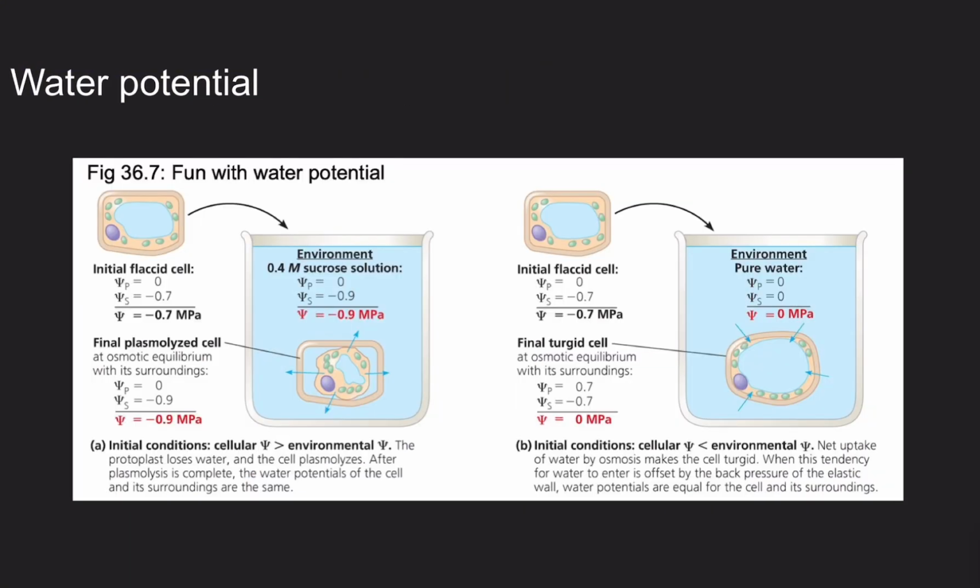In this figure, we see two examples of water potential. So there is an initial flaccid cell with a solute potential of negative 0.7 megapascals, as seen here. And then it's placed into a solution with 0.4 molarity sucrose. This gives it total water potential of negative 0.9 megapascals. And then the cell loses water to match osmotic equilibrium with its surroundings. As seen in this description, the protoplast loses water and the cell plasmolyzes. After plasmolysis is complete, the water potentials of the cell and its surrounding are the same. So this is an example of an osmoconformer.